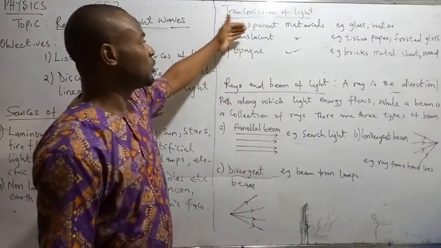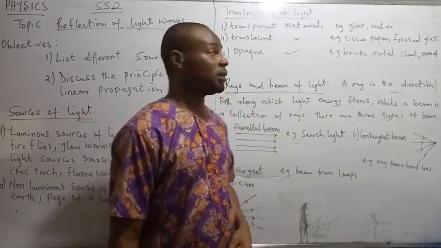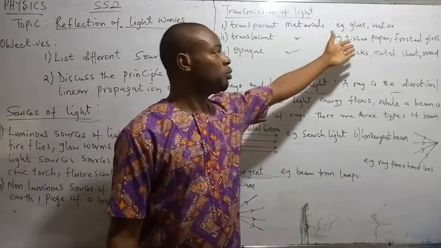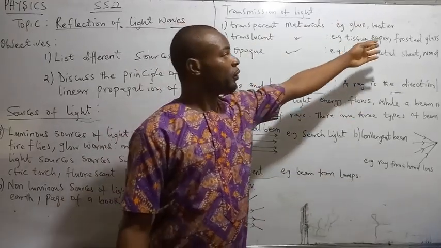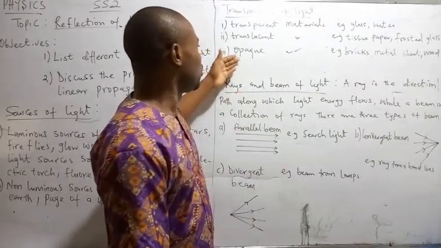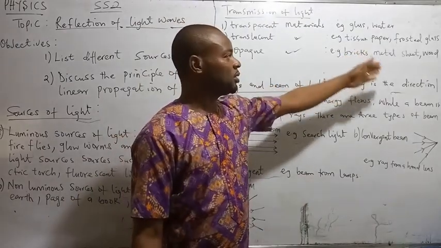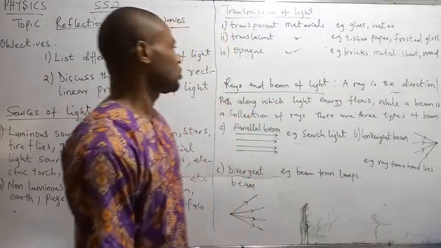Then we look at examples of transparent material. We have glass, we have water. Translucent, we have tissue paper, we have frosted glass, which we can also see as what? Tinted glass. Then we look at opaque materials. Example, we have bricks, metal sheet, then wood.